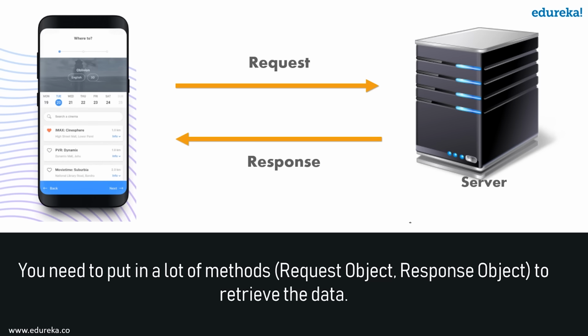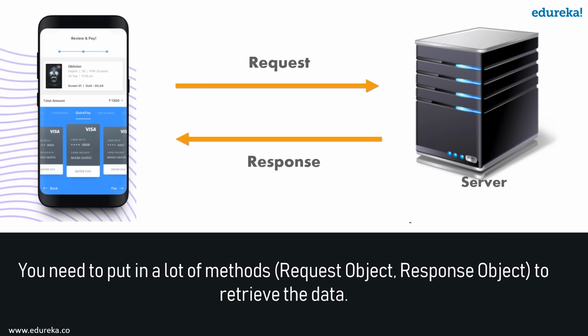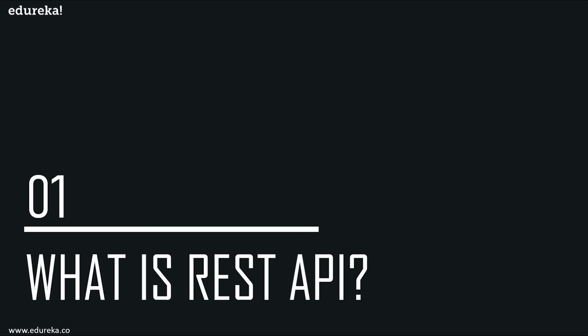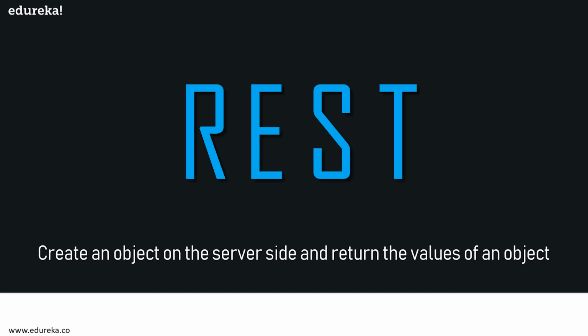Now to avoid such scenarios, what came into the picture is the REST API. So the REST API creates an object and thereafter sends the values of the object in response to the client request. So now that you know the need of REST API, next let's look into what exactly REST API is. So what is REST API? Now, as I just mentioned, REST suggests that you can just create an object of the data requested by the client and then send the values of the object in response to the user.